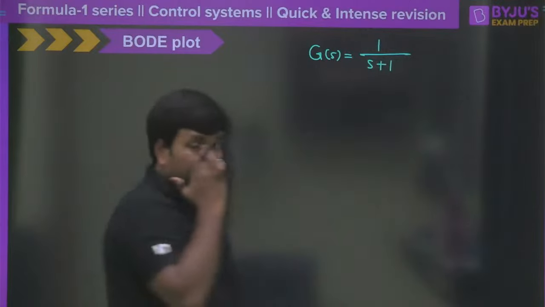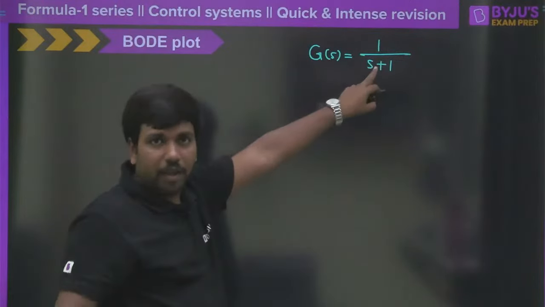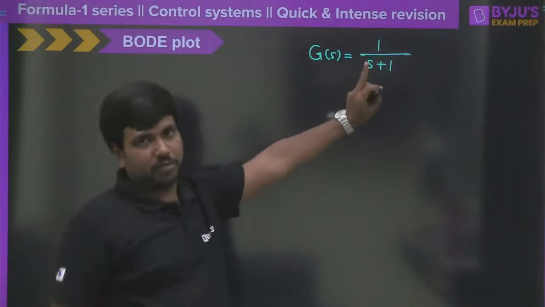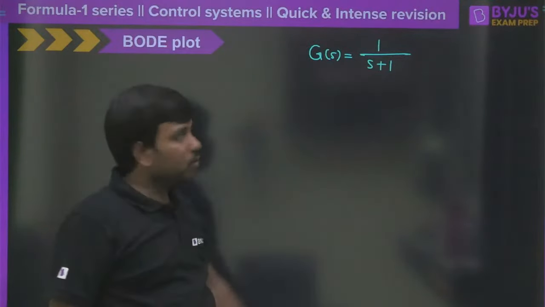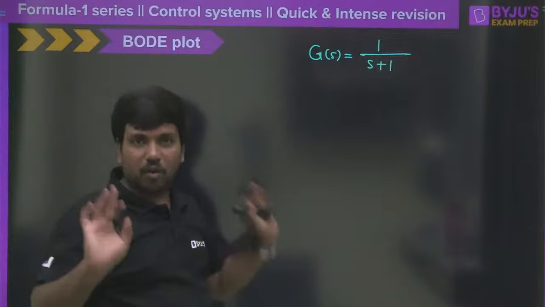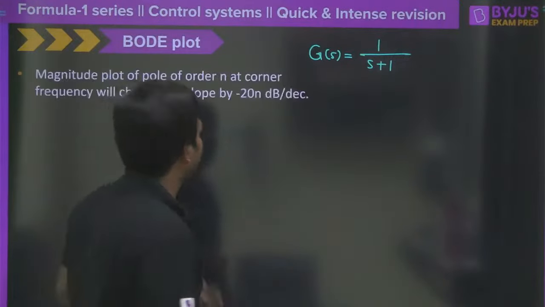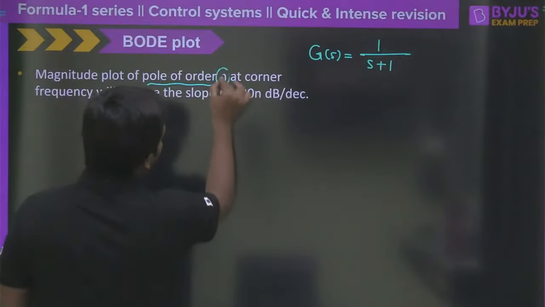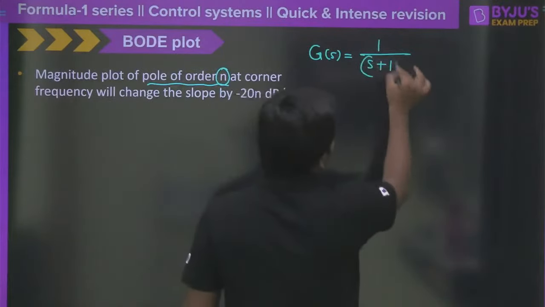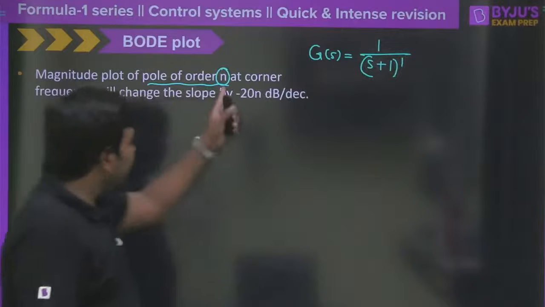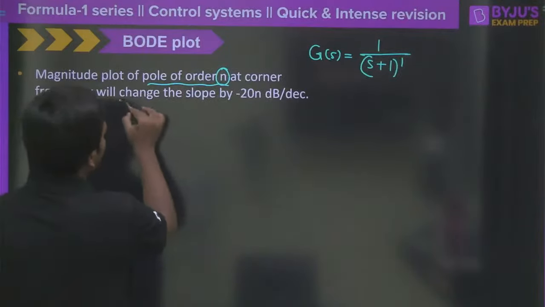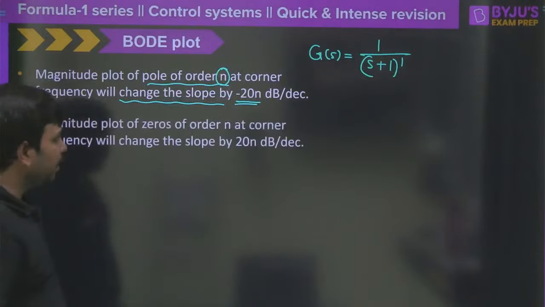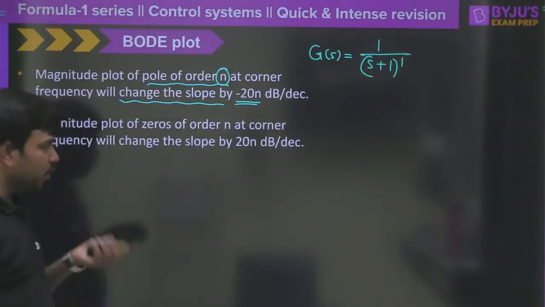What does it mean? It means that it is not a pole at the origin; rather, we have a pole at -1, correct? So they are real poles other than the origin. In that case, what should happen? Simple again: the magnitude plot for a pole of order n. Here we have a pole of order 1, so the slope will change by an amount of -20n dB per decade, and the reverse will happen in the case of zeros.